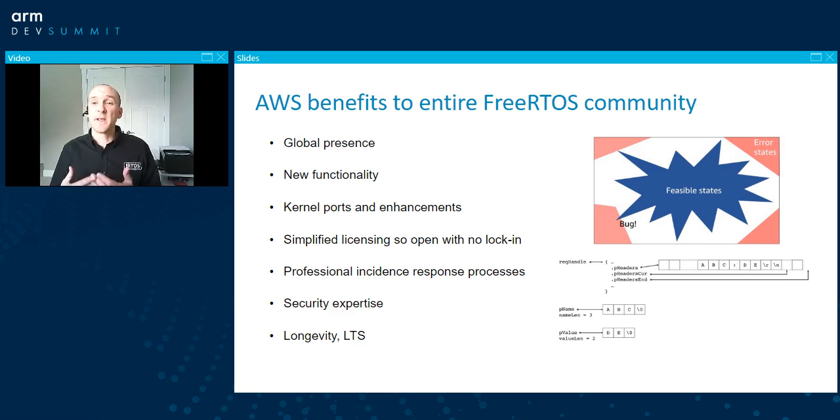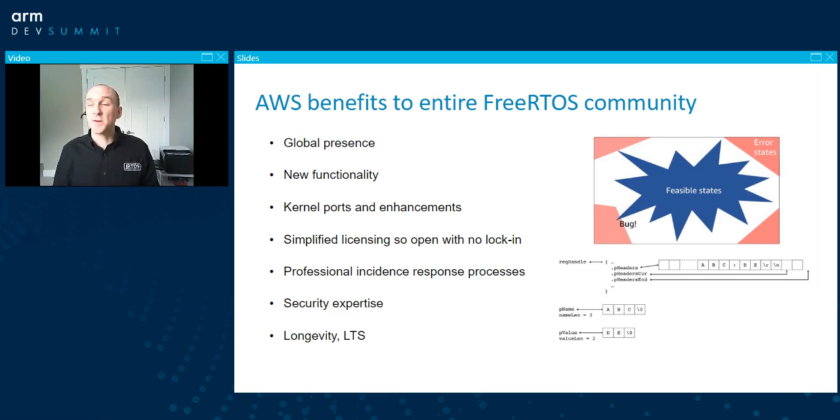All the investment is being released as open source MIT code. So this can be used for any purpose. A lot of FreeRTOS applications, if not the majority, don't connect to anything. Many connect to AWS, but other cloud services as well. And this is the value that Amazon bring to the whole community.